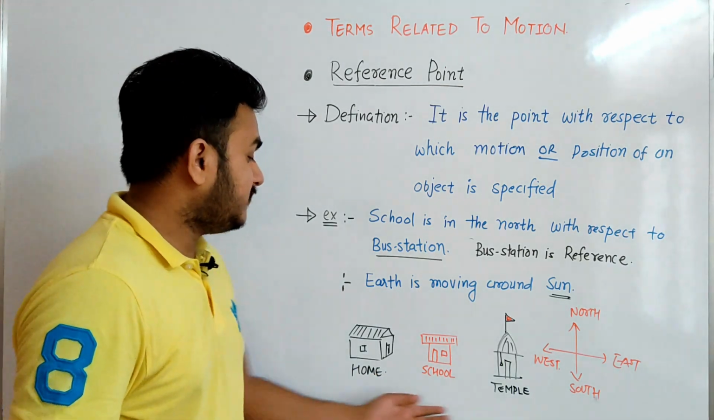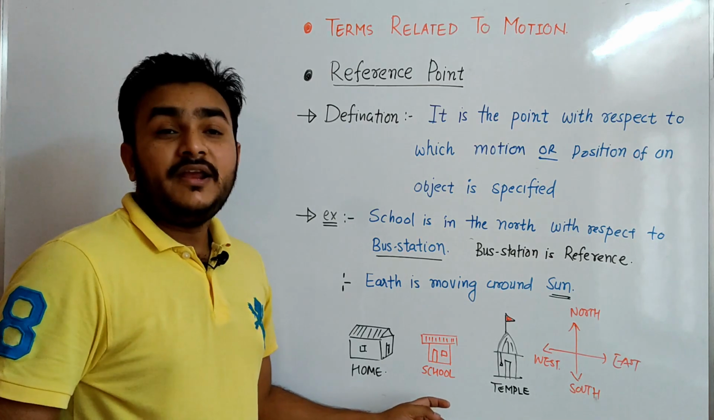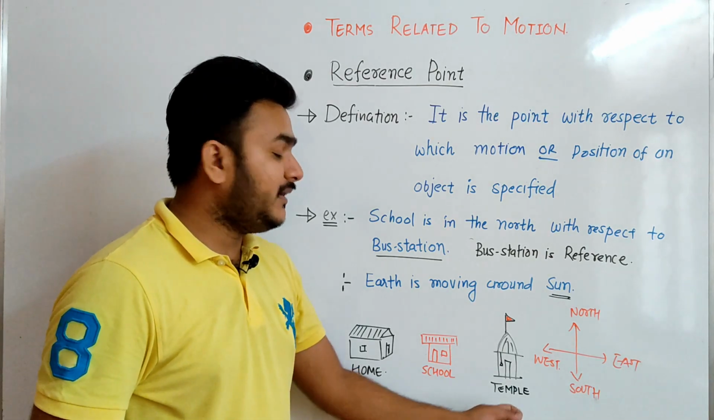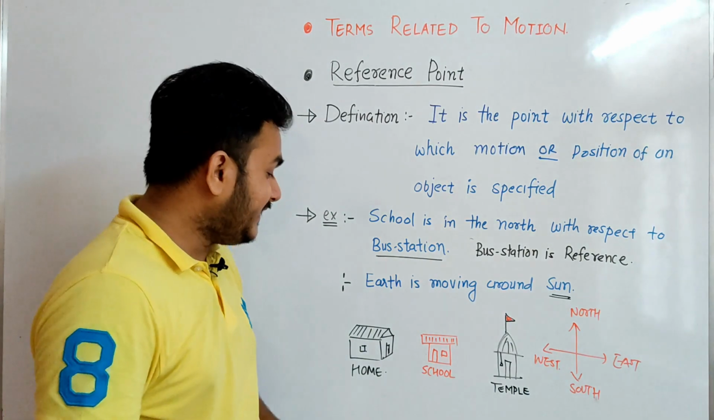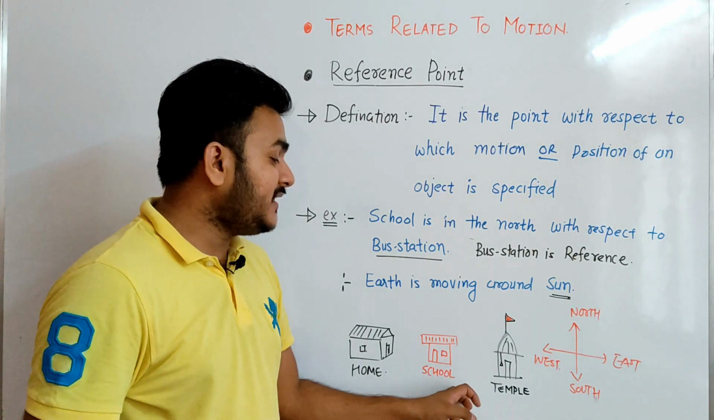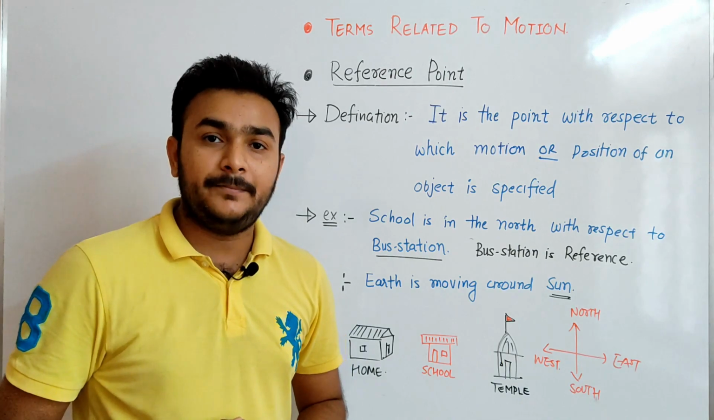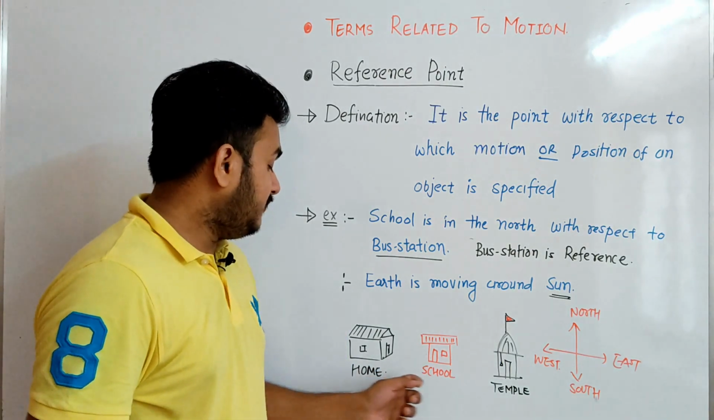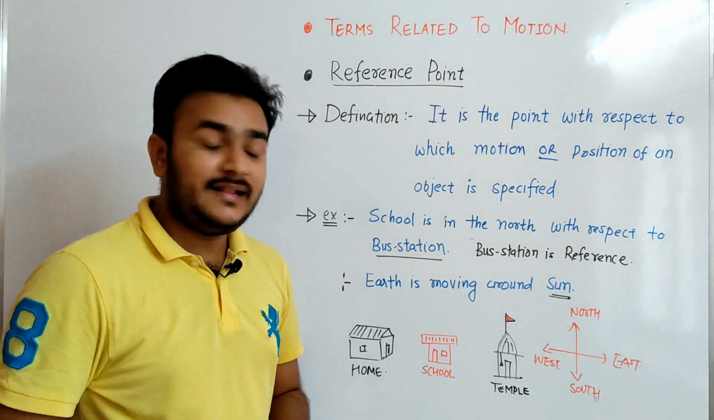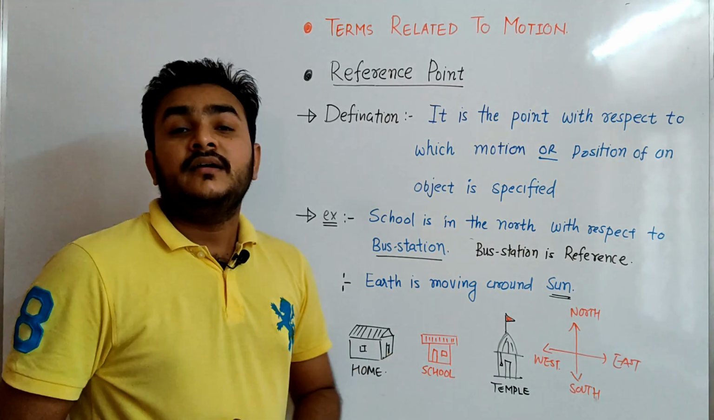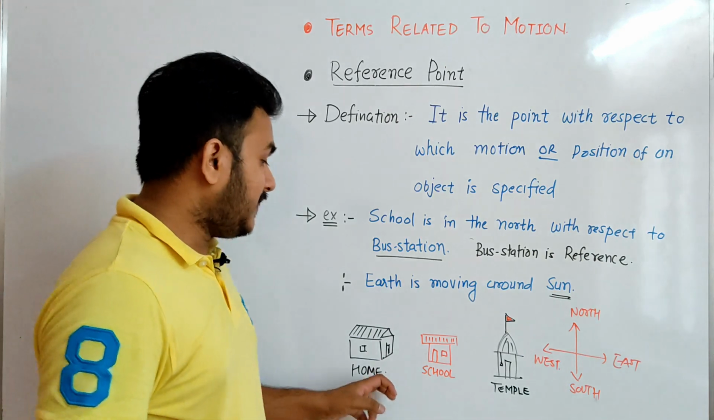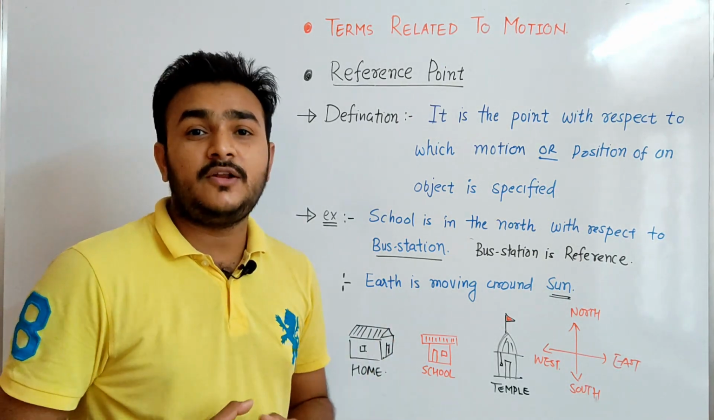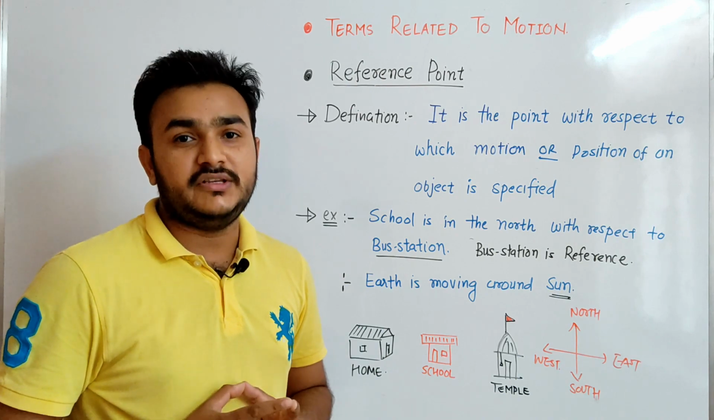Let us see these figures here. In order to specify the location of the school, if I am taking the temple as a reference point, then I can tell that the school is located in the west direction with respect to the temple. But if I want to specify the location of the school with respect to home, then I can tell that the school is located in the east direction with respect to home. So as you change the reference point, the description of the location of the object changes.